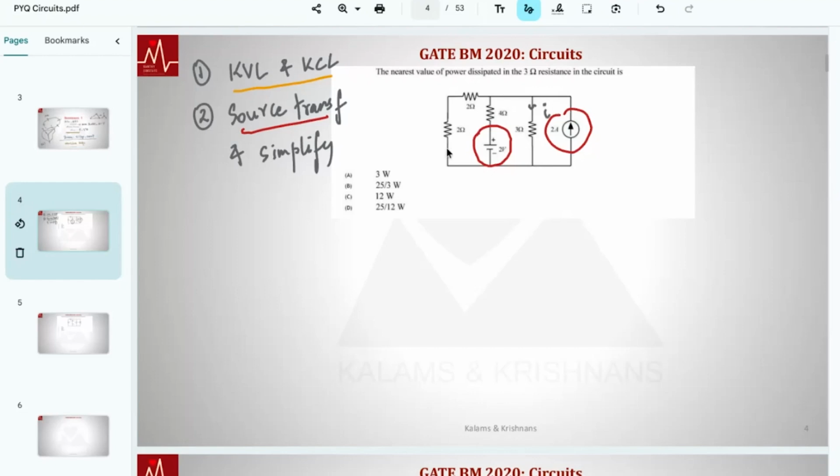But I'm going to convert this to Norton. So notice, these two can be easily clubbed together. No issue. So I'm going to draw a couple of conversions. Your task is to tell me which conversion is correct, and where the values are. We have 2 amps here, we have a 3 ohm here, we have a 4 here, we have a 4 here. This current will be 0.5.